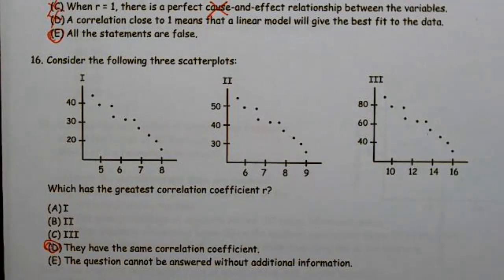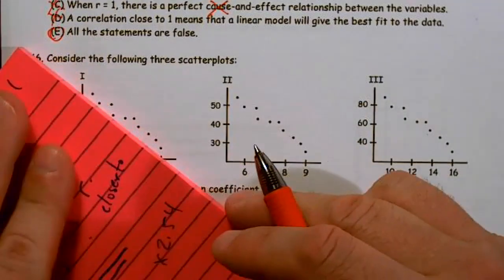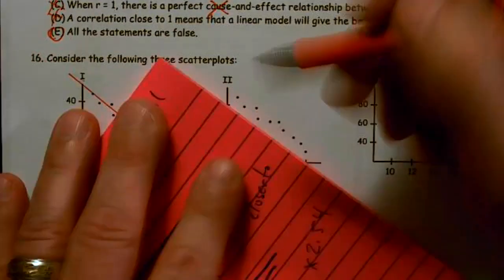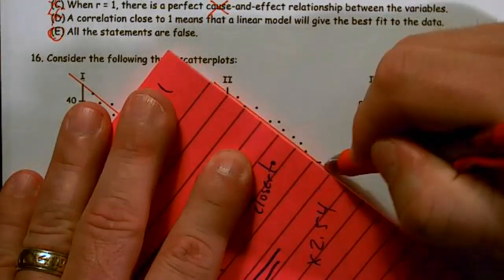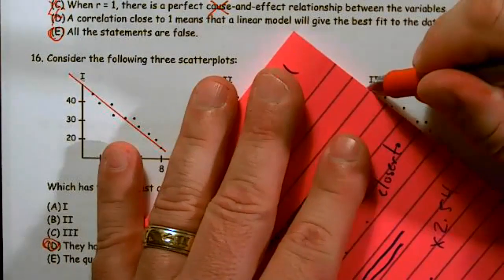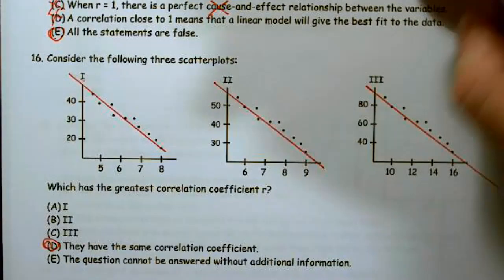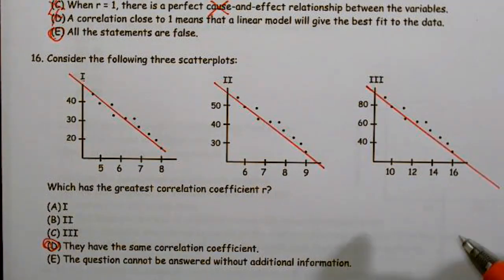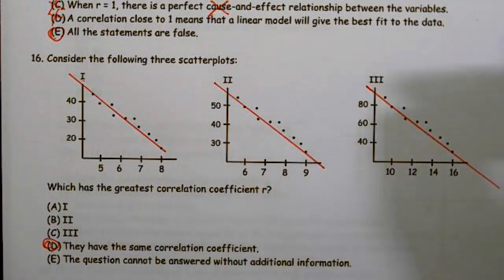And you're like, well, I'm Mr. Spencer, I'm not so sure about this. Well, consider this. I draw a line for each one of them. When I draw each one of them, the data points are equal distance from the line. And the correlation coefficient tells you how strong or how close they are to the line. And since they all have the same relative distance, they all have the same correlation.